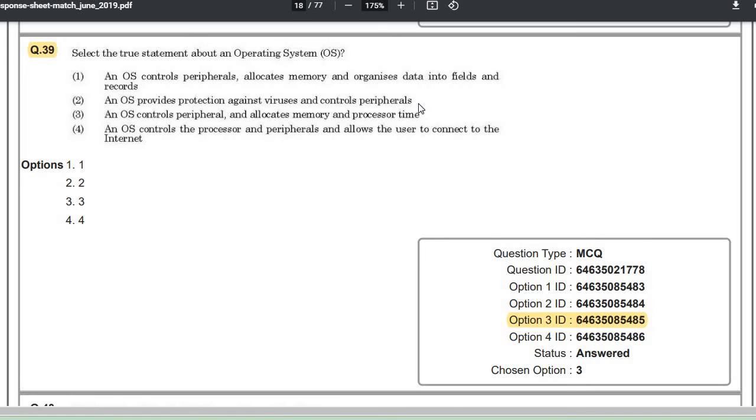An OS controls peripherals and allocates memory and processor time. These three are the correct functionalities of the OS. So option 3 is the correct answer. Coming to option 4, an OS controls the processor and peripherals and allows the user to connect to the internet. It is also not the functionality of the OS. So only option 3 is matching here. Option 3 is the correct answer for question number 39.